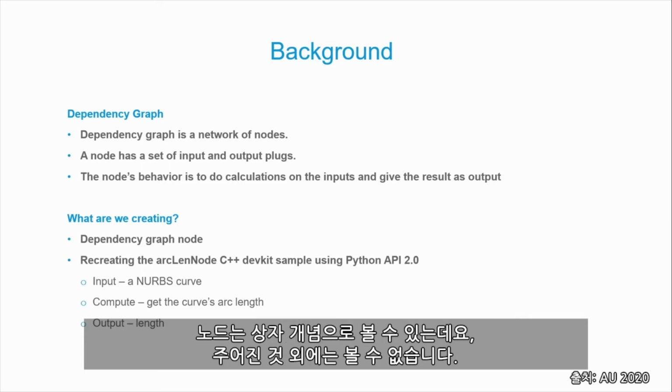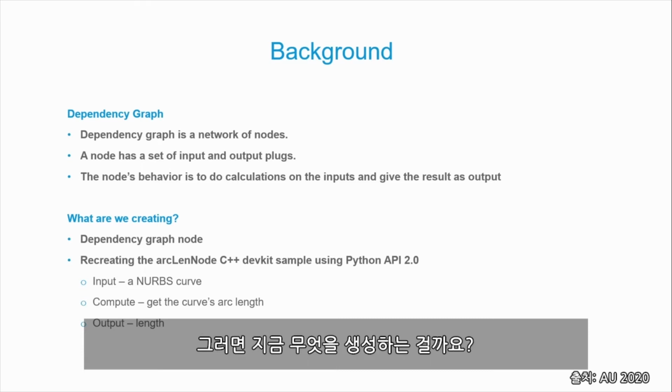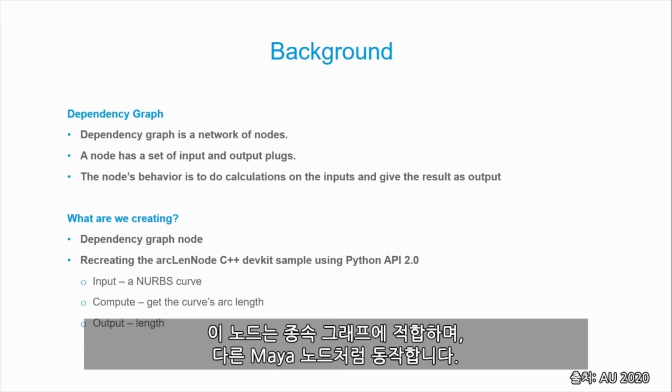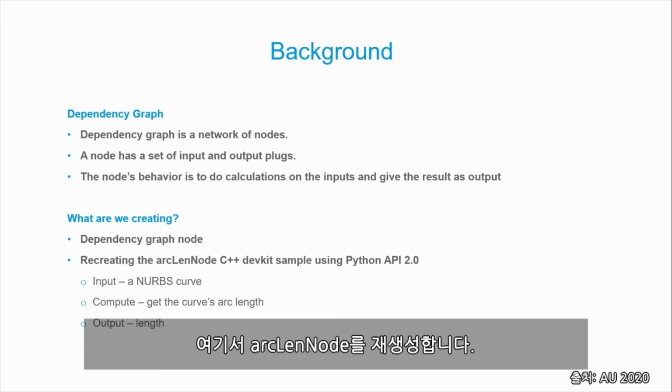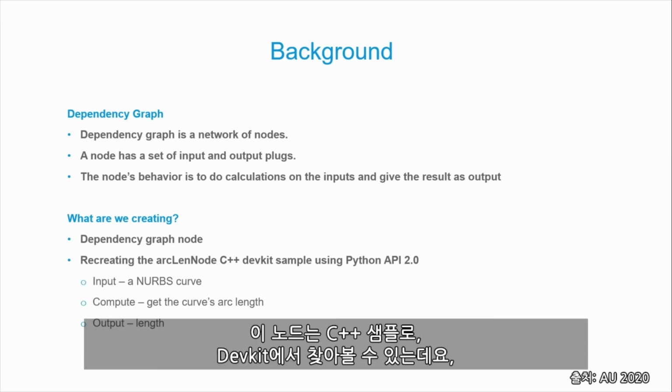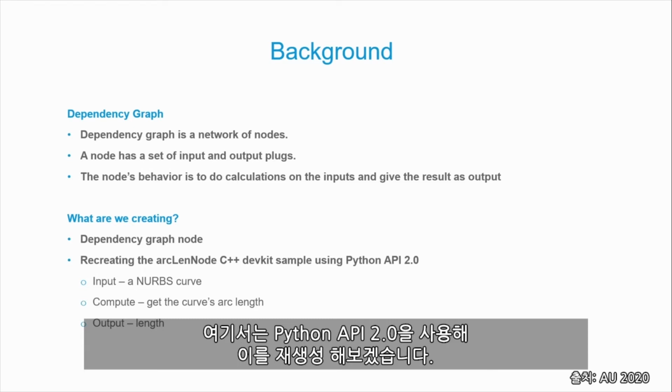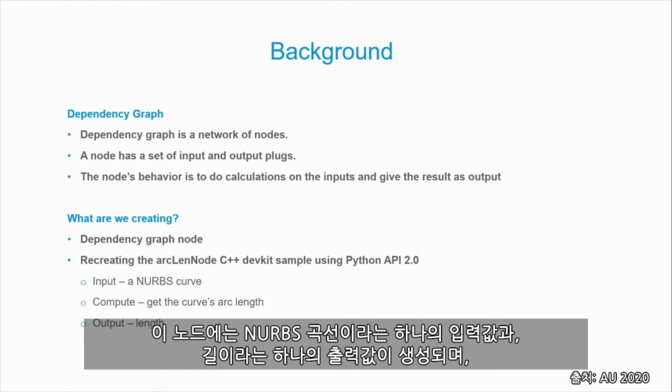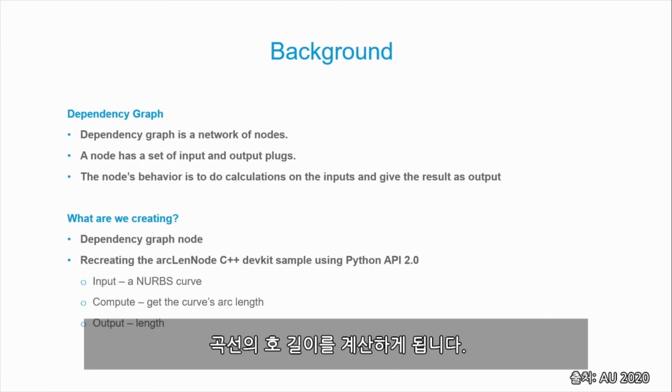So you can think of a node as a box. It can only see what is given to it and nothing else. So what are we creating? We are creating a dependency graph node. And this node will fit right into the dependency graph and behave just like any other Maya node. In our plugin, we are recreating the ArcLen node. This node is actually a C++ sample that you can find in the Dev Kit, and we are recreating this using the Python API 2.0. This node will have one input, which is a NURBS curve, and one output, which is the length, and it's going to be a number. What it's computing is the curve's arc length.